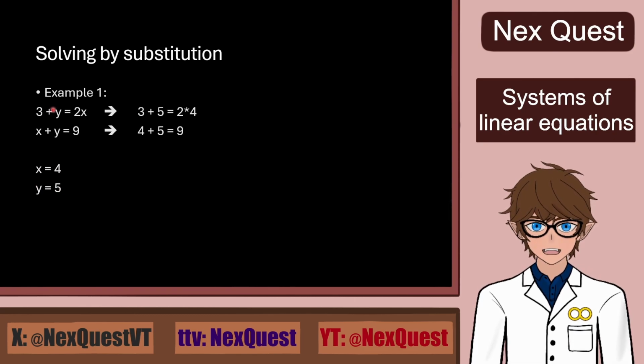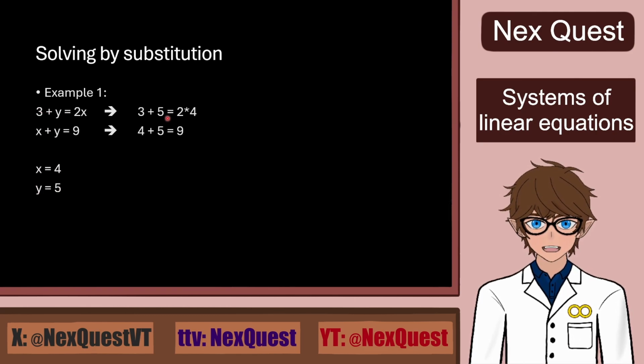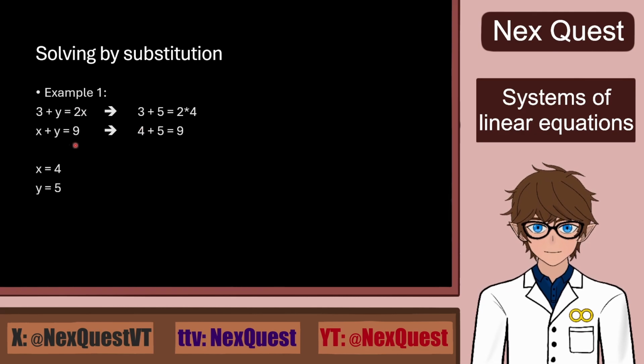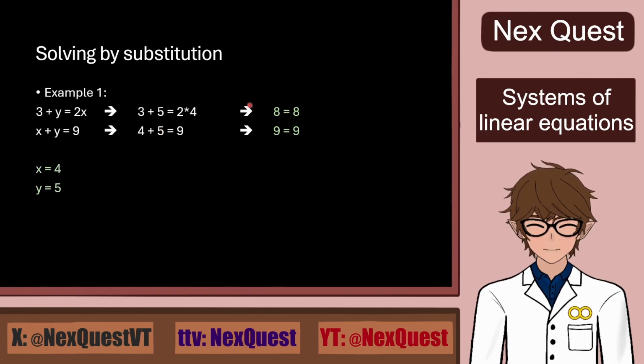And we see that the solutions to these two equations are x is 4 and y is 5. Now let's plug them back in, so we get 3 plus 5 equals 2 times 4. And the second one is 4 plus 5 is 9. 8 is 8 and 9 is 9. So these are the solutions to this system of equations.